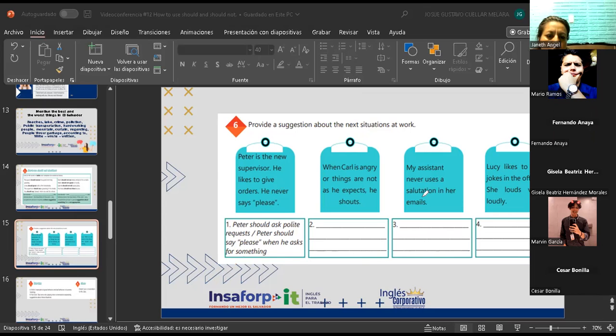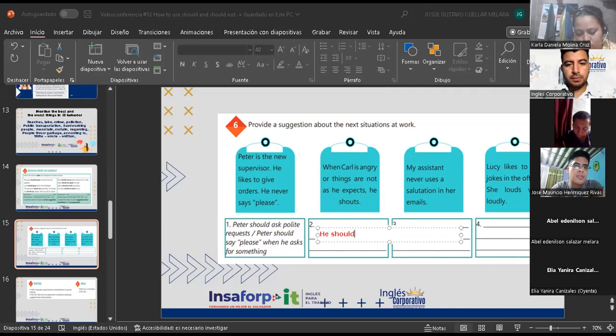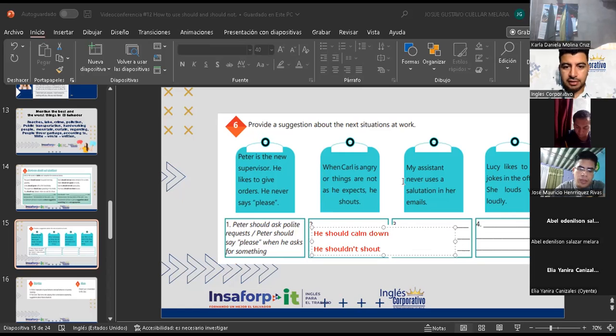What about if we listen to Marvin? When Carl is angry or things are not as he expects, he shouts. Porque shoots es disparar y si dispara, that's a problem. Okay, when Carl is angry, cuando se enoja Carl, y las cosas no salen como espera. So, podemos decir una sugerencia con should or should not. Por ejemplo, he should not shout. Sencillo. He should not shout, or he should calm down. Podría ser si él debería de calmarse. He shouldn't shout, no debería de gritar, okay?